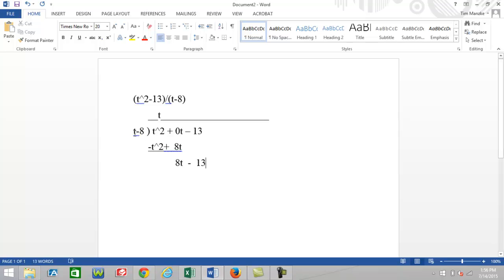Now, I look at the first term of my divisor and the first term of my dividend. How many times does t go into 8t? It goes in there 8 times. So we're going to put a plus 8. Because what I'm going to do next is multiply. I'm going to take the t times the 8.